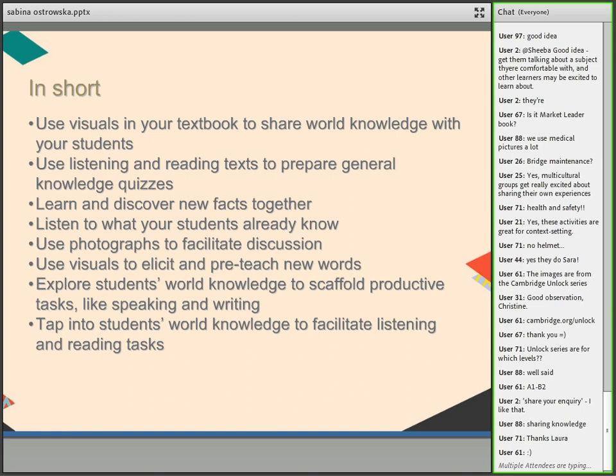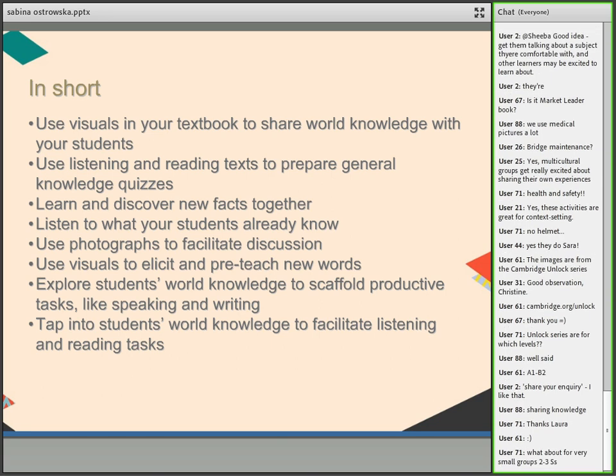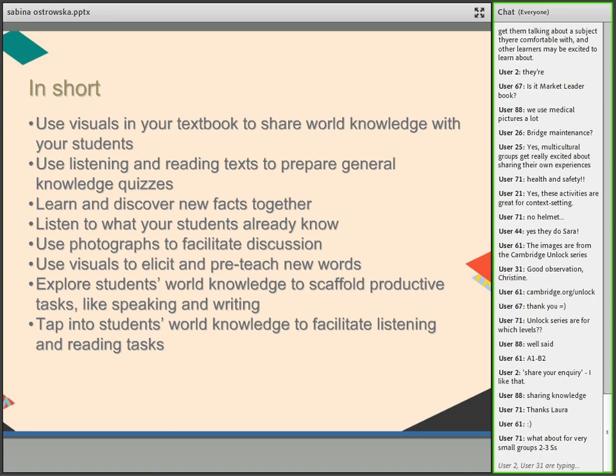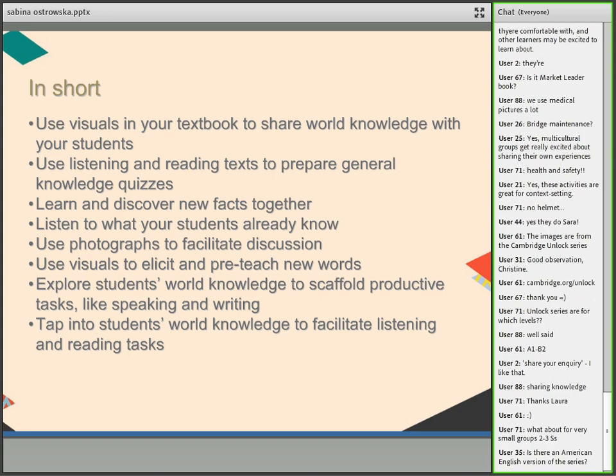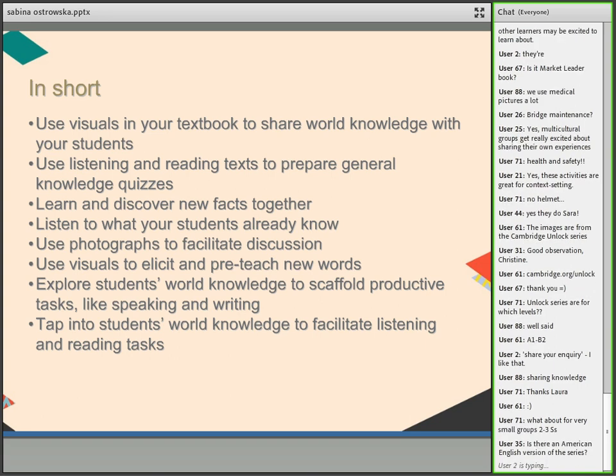So don't just ignore the photographs in your course book, but try to use them as a starter to facilitate discussion, to get students interested in the topic, to elicit vocabulary. Explore students' world knowledge to scaffold productive tasks like speaking and writing. These two are very difficult tasks, and they have to be very carefully scaffolded, from providing reading material, vocabulary, grammar, and then giving students a lot of space to discuss and brainstorm and plan before they do the productive task.